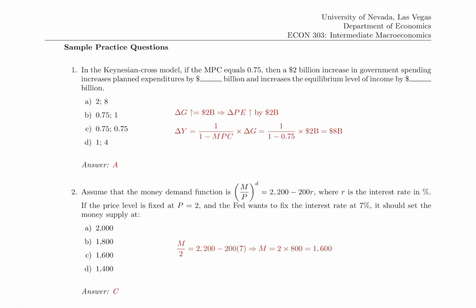Question number 2. We are given the money demand function M over P, with superscript D, equals 2200 minus 200R. The price level is P equals 2 and the Fed wants to fix the interest rate at R equals 7%. Plug the interest rate into the money demand equation and solve for M. We get M equals 1600. The answer is C, 1600.